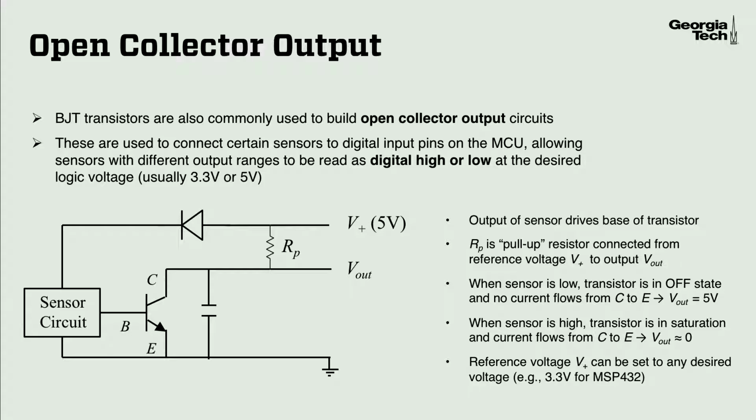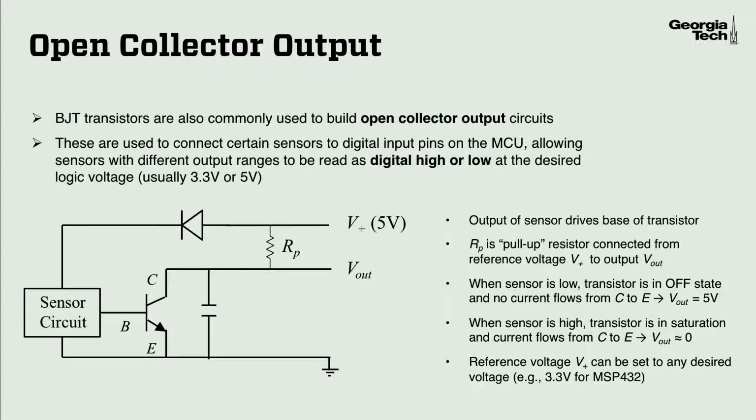Now, another thing we'll use BJT transistors for is to build something called an open collector output. And open collector outputs are used to connect certain types of sensors to digital I/O pins, digital input pins on the microcontroller. And what they'll allow us to do is take sensors with different output ranges, and we can then read them as either digital high or low at our desired logic voltage, which is either 3.3 volts for some microcontrollers or 5 volts for others.